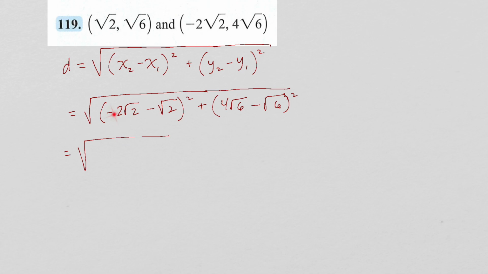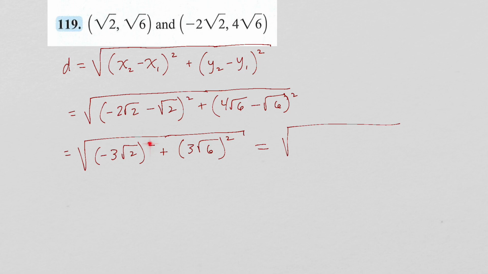So this is going to be equal to the square root. Now these are like terms, so we have negative 2 minus 1 is negative 3. These are like terms, so we have 4 minus 1 is positive 3. Now, when we square, so this is still in a square root. When we square this, we've got to square both parts. The square of this is positive 9. The square of this is 2. We have 9 times 2, which is going to become an 18. And when we square this, we get 9. When we square this, we get 6. So we have 9 times 6, which is going to be a 54.